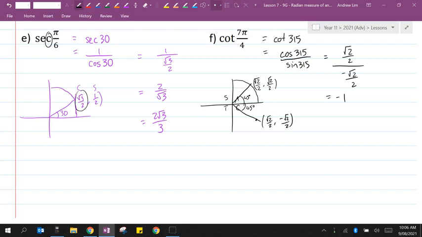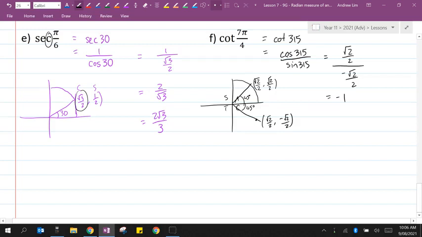Question F, we've got cotangent, so 1 over tan. Cotangent of 7π on 4. Well, 7π on 4 is 315 degrees. Another way of writing cotangent, instead of saying 1 over tan, I'm going to do cos over sine. Because tangent is sine over cosine, so cotangent has to be cosine over sine.